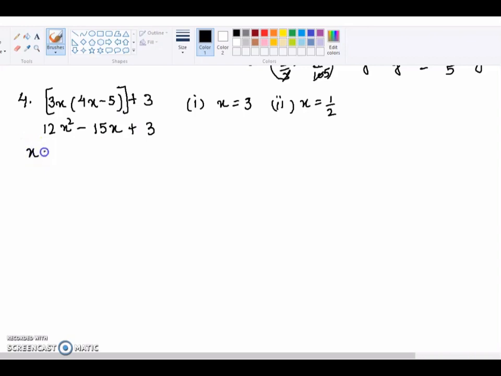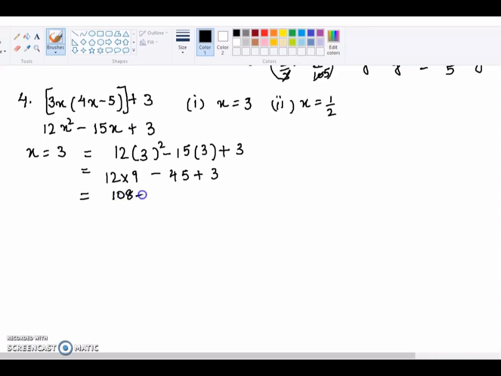Now I will put x equal to 3 in this expression. So I will get 12 into 3 square minus 15 into 3 plus 3. That is 12 into 9 minus 15 into 3, that is 45, plus 3. So 12 into 9 will give you 108 minus 45 plus 3. So when you evaluate this, this is 63 plus 3, so 66.